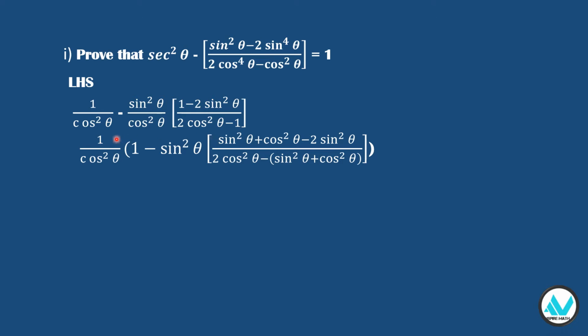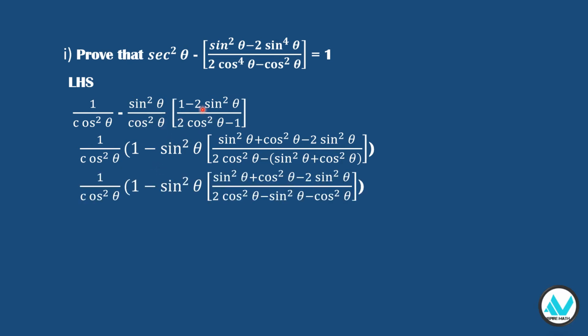Now in my denominator I can see cos²θ to be common, so I am taking cos²θ outside. So I am left with 1 by cos²θ into the remaining terms of 1 minus sin²θ. I am writing as it is. And inside the square brackets I am going to make a small change, that is in place of 1 I am going to write sin²θ plus cos²θ in the numerator as well as in the denominator. So that is what I have done here.